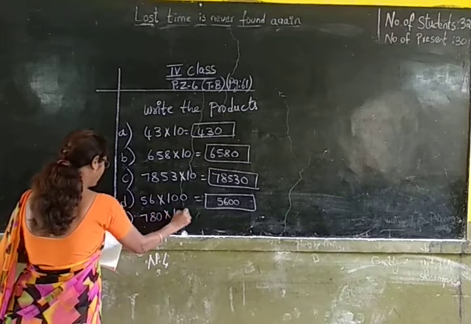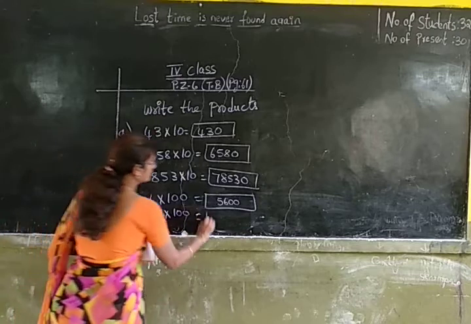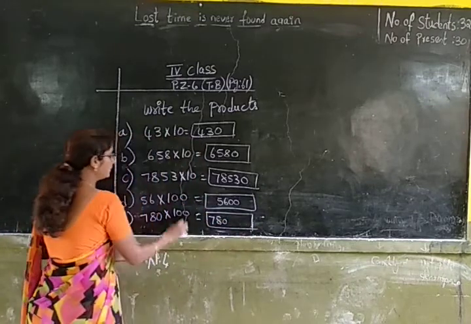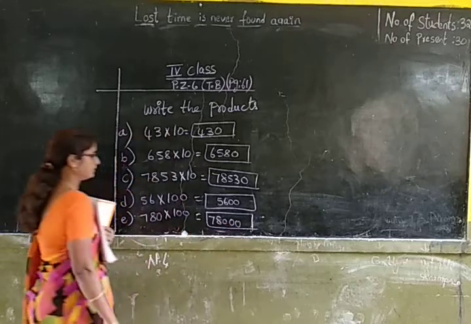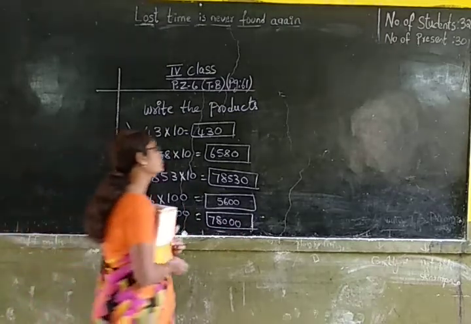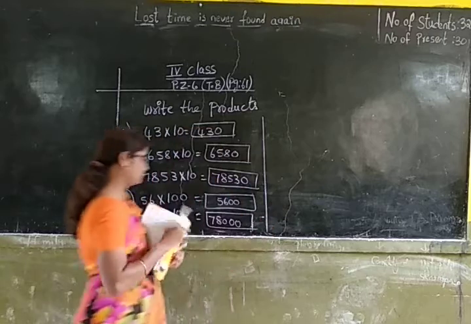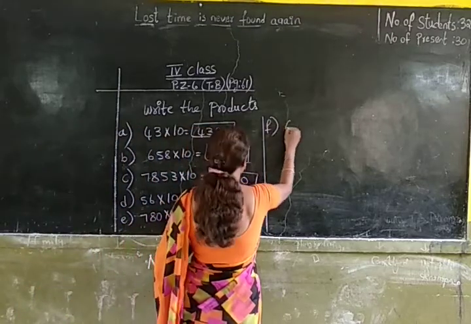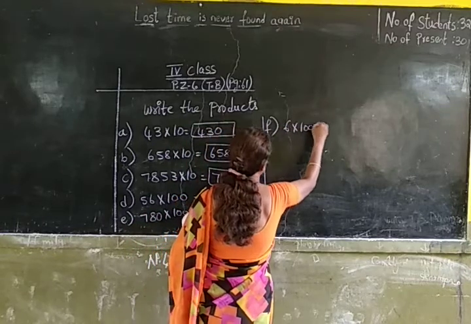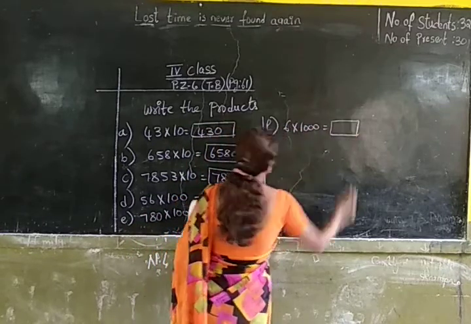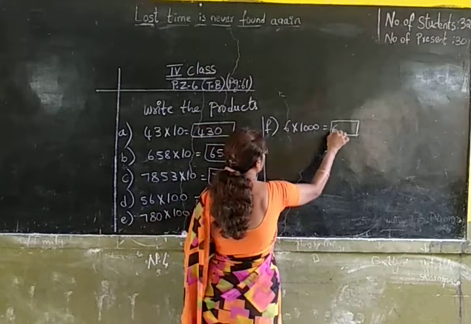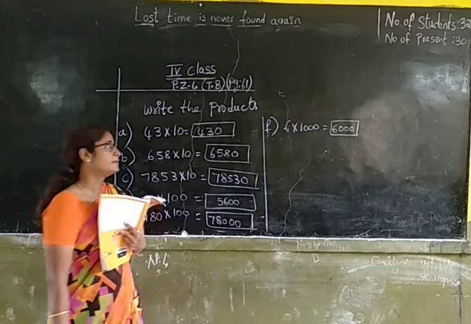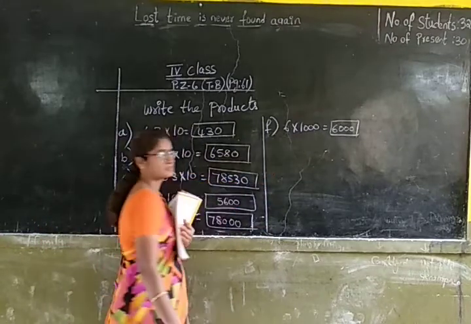780 into 100. So here the multiplicand is 780 and you have to place 2 zeros to the right side of the multiplicand because 100 is having 2 zeros. Okay children. Now let us do the F sum. 6 into 1000. Here the multiplicand is 6. You have to place 3 zeros to the right side of the multiplicand because 1000 is having 3 zeros.